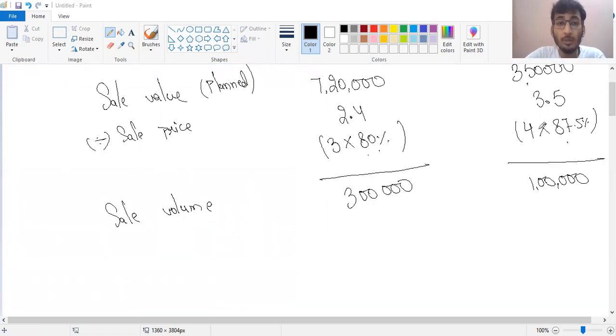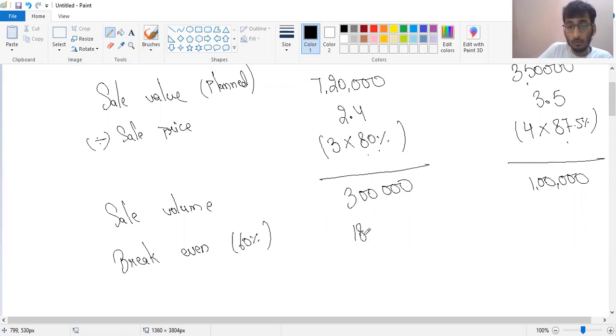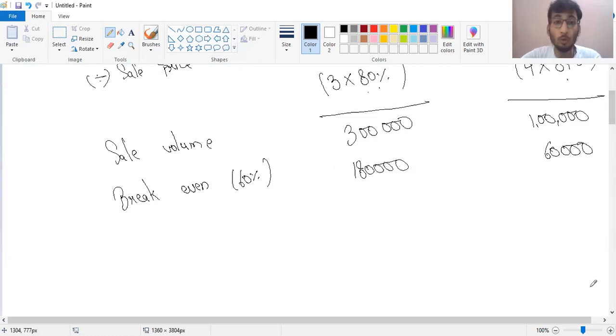Okay. Now it is given to us that break even is 60% of the total sale. So break even is 60%. So you can say break even is 1,80,000 and 60,000. This is the break even sale, and what it is asking us is the number of units to be sold for splash and flash to break even, as well as the total number of units to be sold during the year. So this is the answer to the first point.